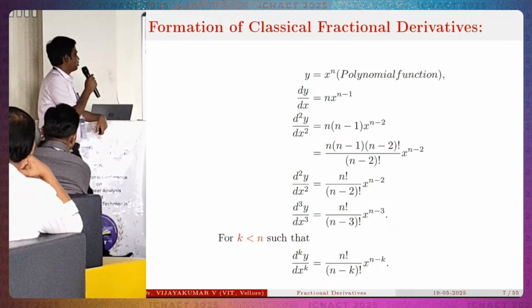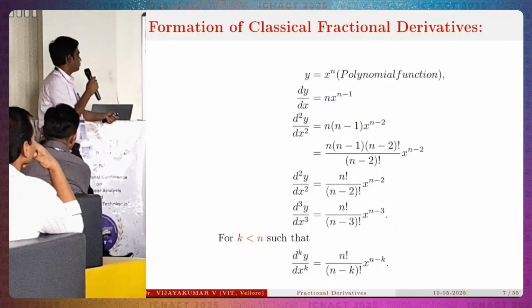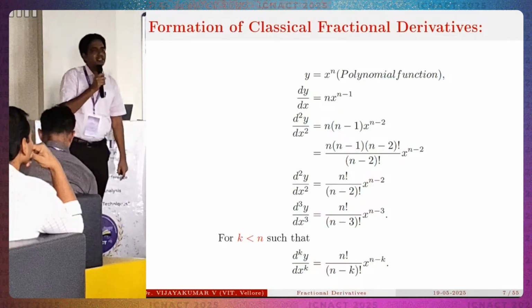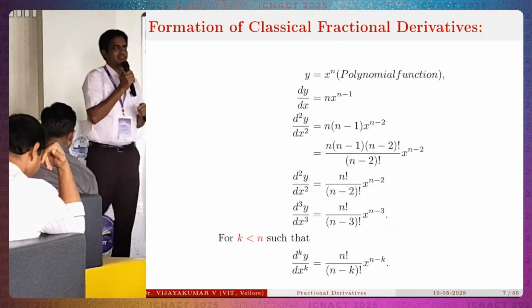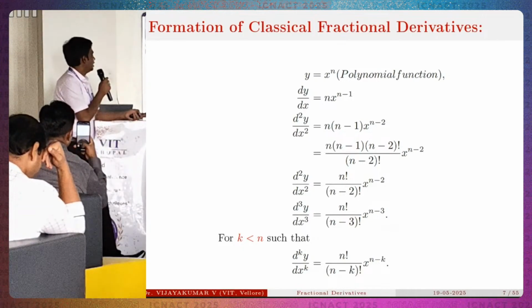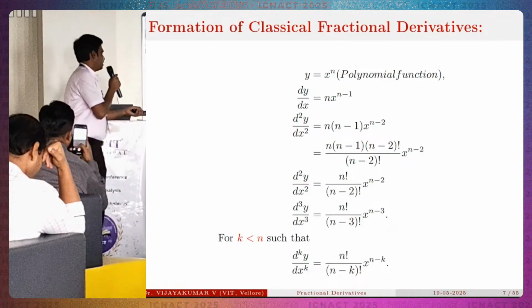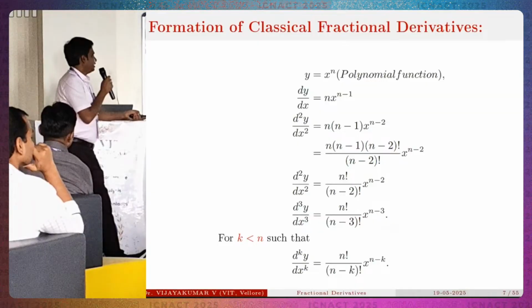Then very quickly I am able to write the next derivative, the third order derivative. It is n factorial by n minus 3 factorial times x power n minus 3. Suppose I take a general order, let's say k. Then my derivative d power k y divided by dx power k is n factorial by n minus k factorial times x power n minus k.